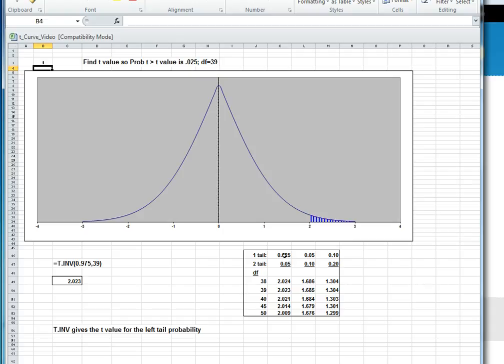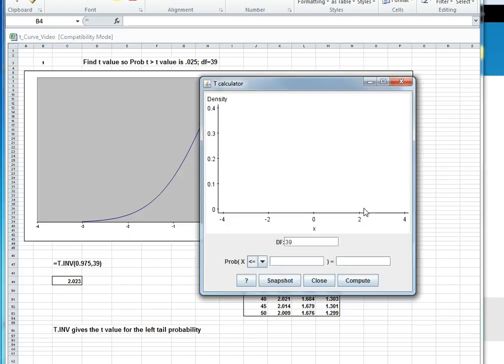To use the table, since we want a one-tail probability of 0.025, and degrees of freedom of 39, we go down the 0.025 column across the 39 row, and the t-value is 2.023. To do this in Excel, the formula is equals T.INV(0.975, 39). Now, why is it 0.975? That's because T.INV gives the left tail probability. If the right tail probability is 0.025, the area under the curve is 1, so the left tail probability must be 0.975, and that gives you 2.023.